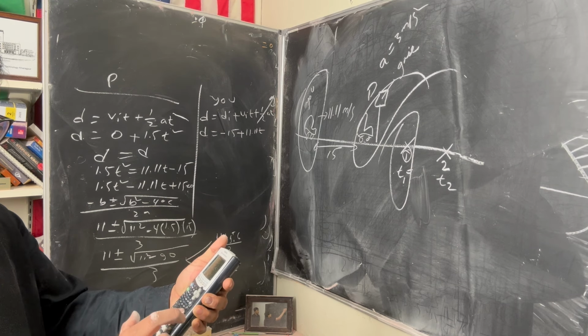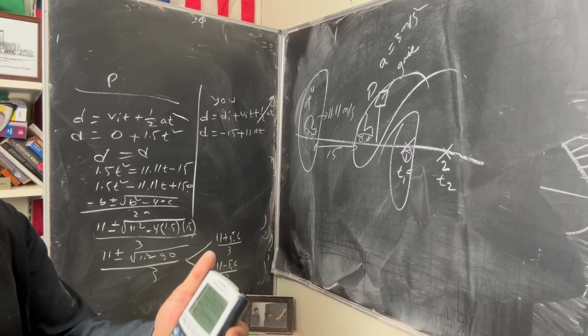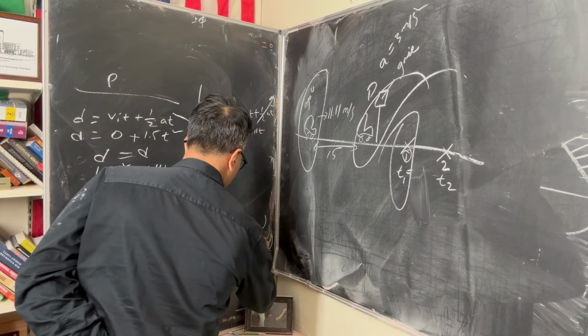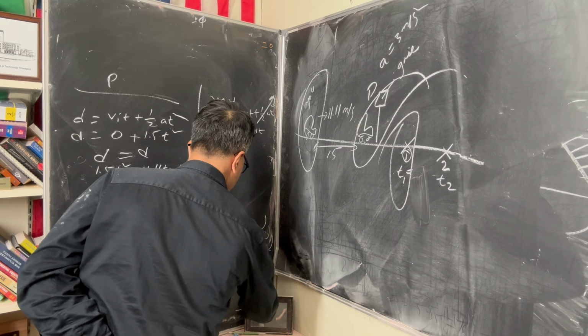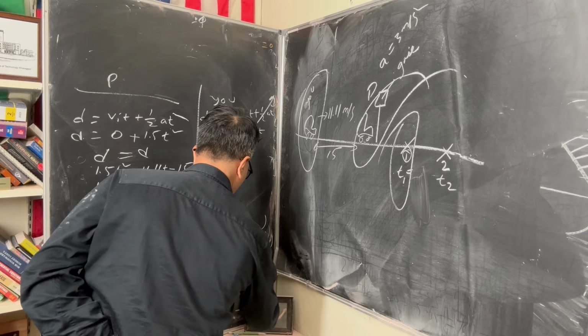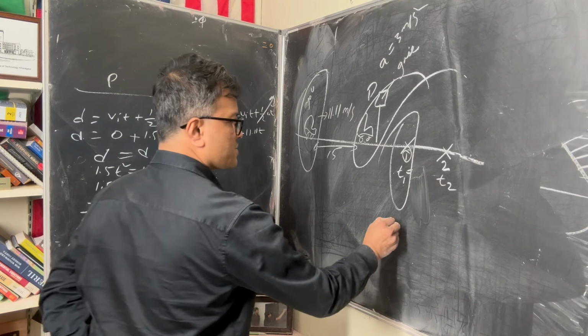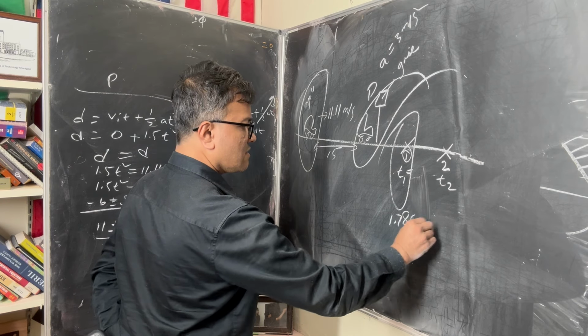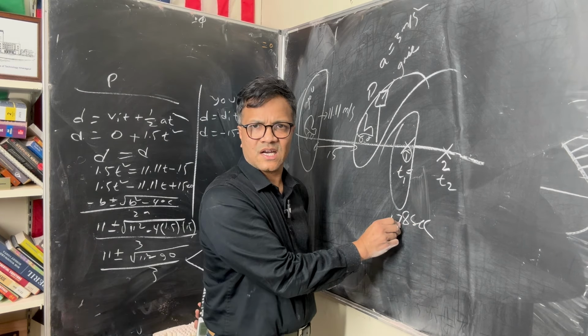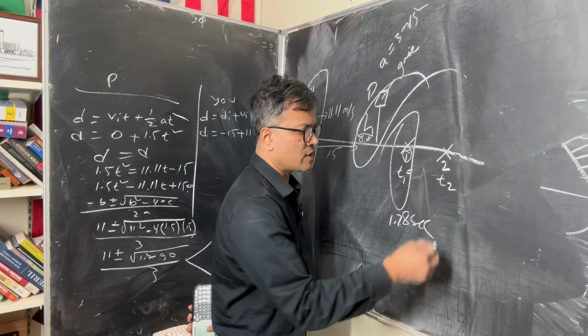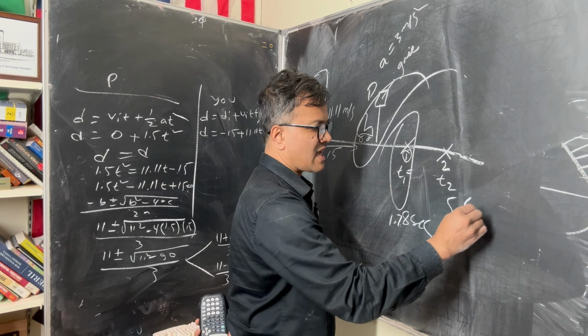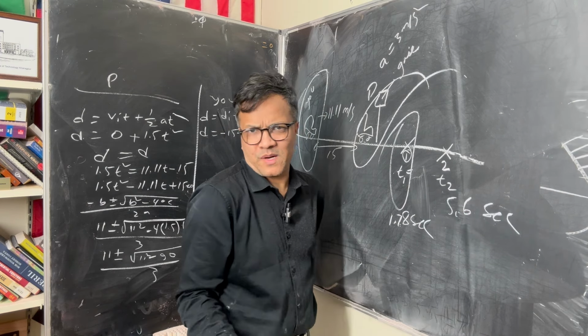5.6 divided by 3, and that gives us 5.5. This is 5.6, and this gives us 1.78. Okay, so this one is 1.78 seconds when you pass the Porsche, and this one is 5.6 seconds when the Porsche passes you.